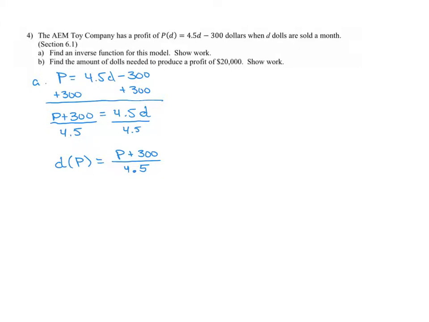Okay, find the amount of dolls needed to produce a profit of 20,000. So we're going to plug in 20,000 into either the original function or our inverse function. For this one, I'm going to go ahead and plug it into my original function just to show you that it doesn't matter which way you go with this. If we plug it into the original function, remember this is our profit. So this is going to be 20,000.